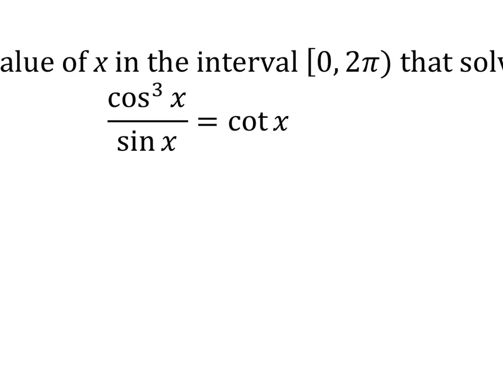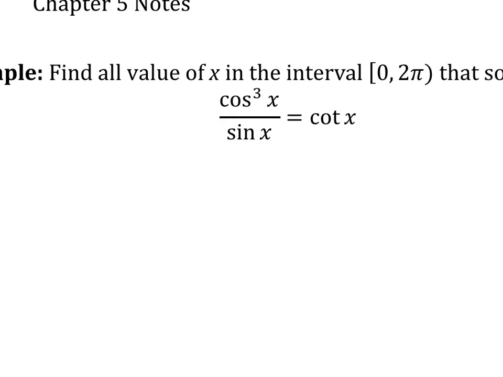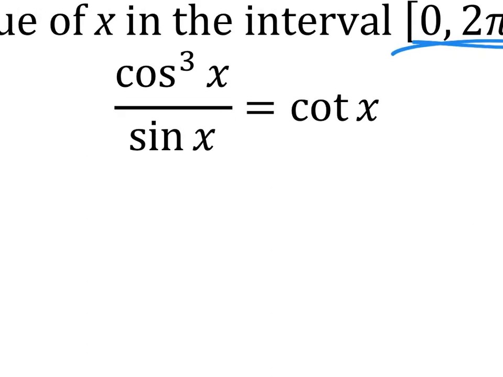Okay, so we need to find the value of x in this interval so that this works. Basically, the question is, what x will make this equation equal? Notice how this is kind of crazy. You have a cosine, a sine, and a cotangent. How are you going to find an x that works? We want to simplify it into something we can solve. So, thoughts? What should we do?